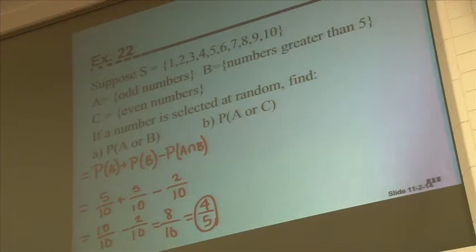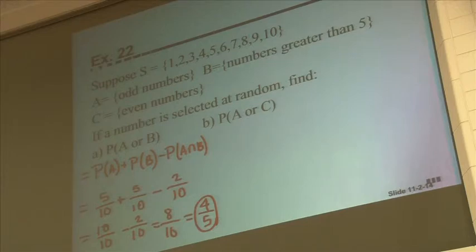You can also use a handy-dandy calculator and get the same answer. Make sure you put your fractions in parentheses. So, parentheses, 5 divided by 10, close parentheses, plus parentheses, 5 divided by 10, close parentheses, minus parentheses, 2 divided by 10, close parentheses. Always put your fractions in parentheses when you punch it in the calculator. Okay.